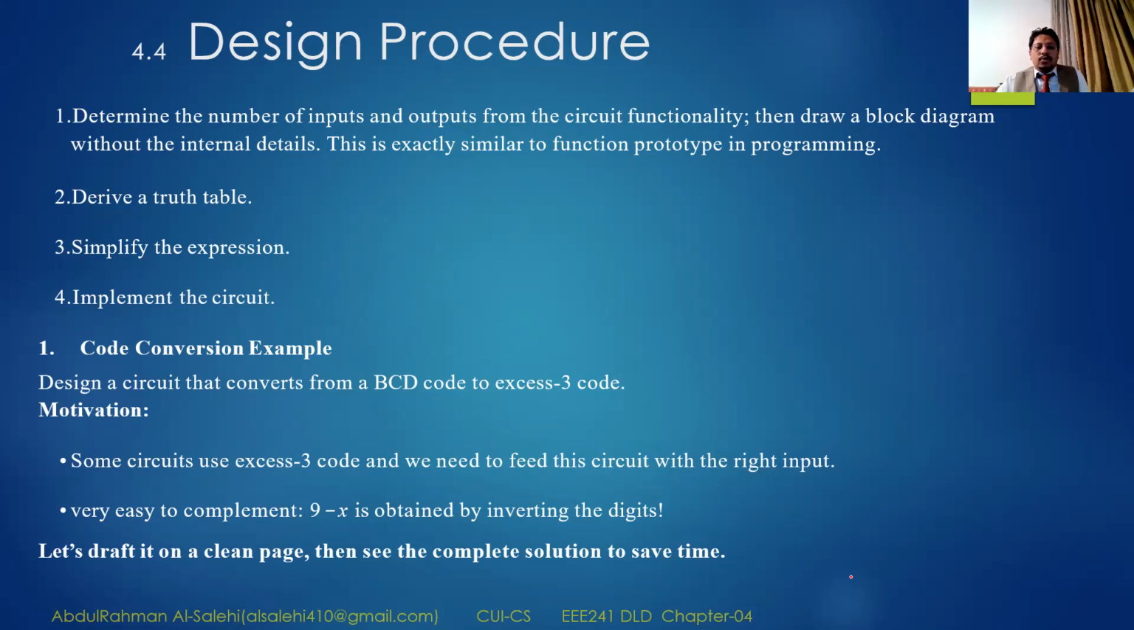The second one is to derive the truth table for each function, which we have done. Third, simplify the expression by taking the adjacent ones together, or taking the common factors between them, or minimize your circuit as much as you can. The fourth point is to implement the circuit.